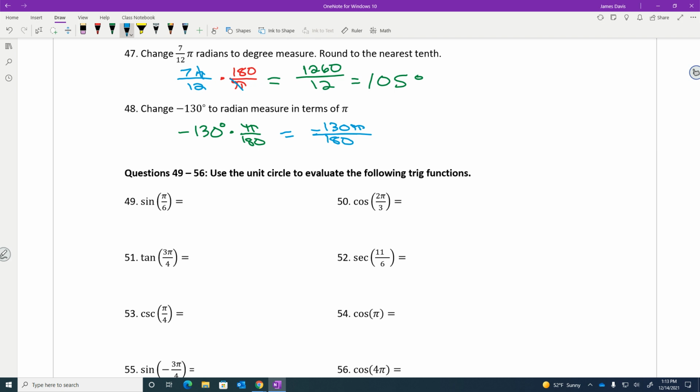But if you're not great at it, you can always just type it in your calculator, like 130 divided by 180, and then you can always hit math and then frac. It'll give you there 13 over 18. So this is negative 13 pi over 18.